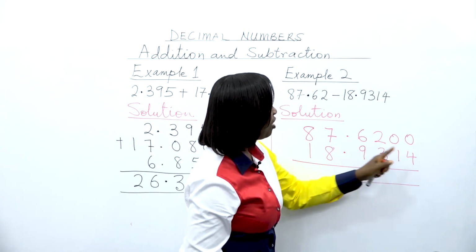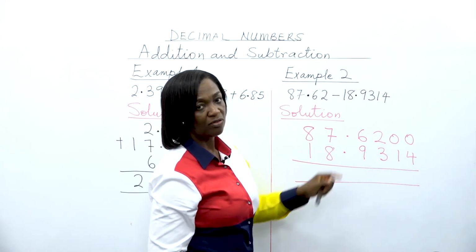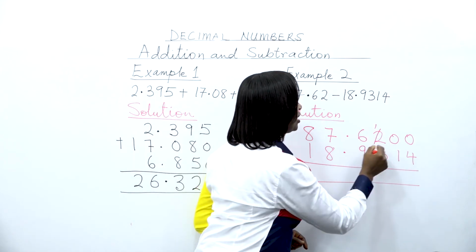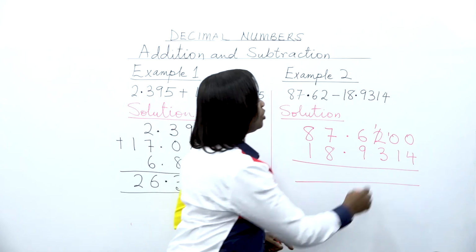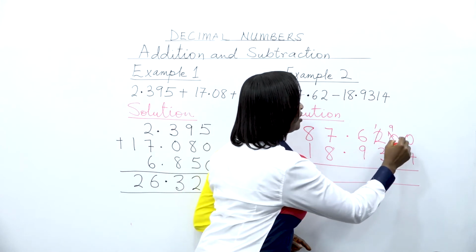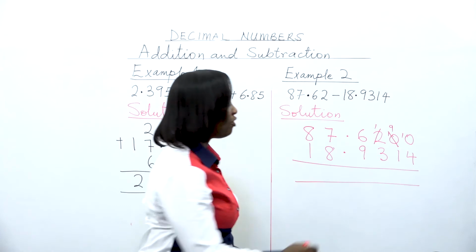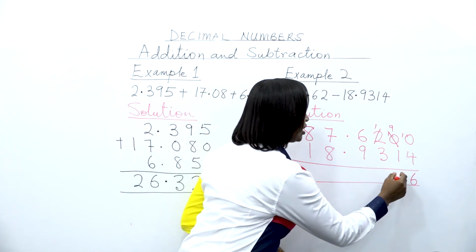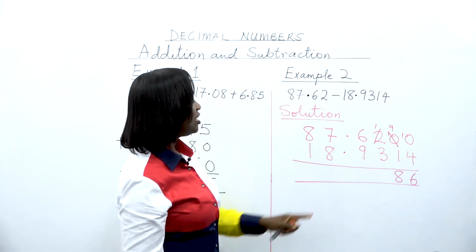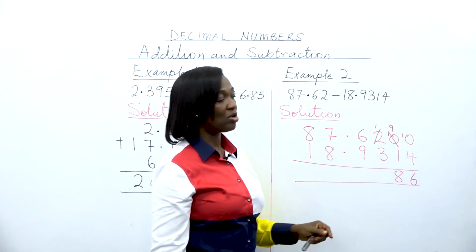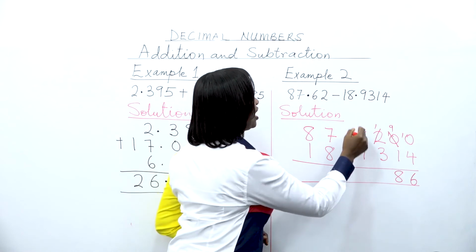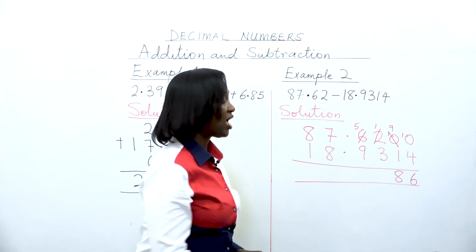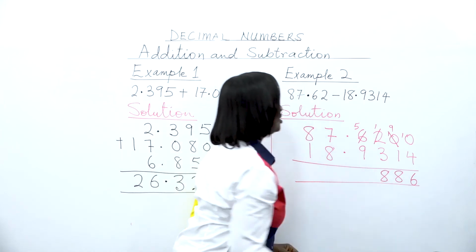To take away 4, we have to come and borrow 1 from the 2. So we borrow 1, and we're left with 1. It becomes 10. We borrow 1, and we're left with 9. Then we have 10 take away 4, which will be a 6. 9 take away 1, that will give us 8. 1 take away 3 cannot, so we borrow from the 6, and we have a 5 left there. It becomes 11 take away 3, and we have 8.